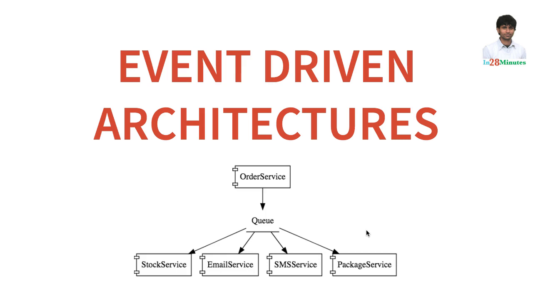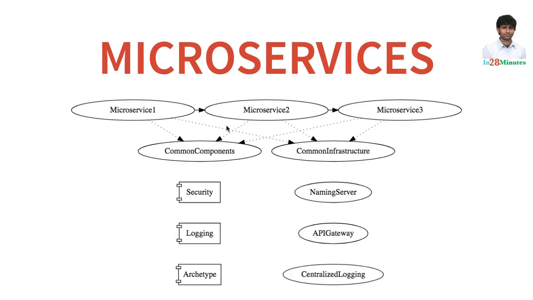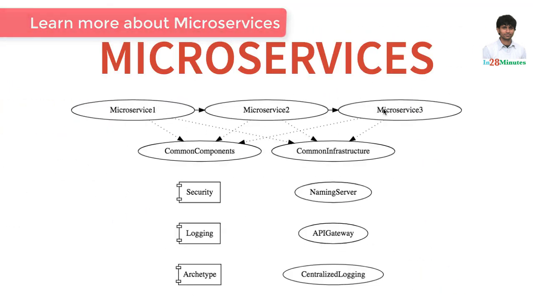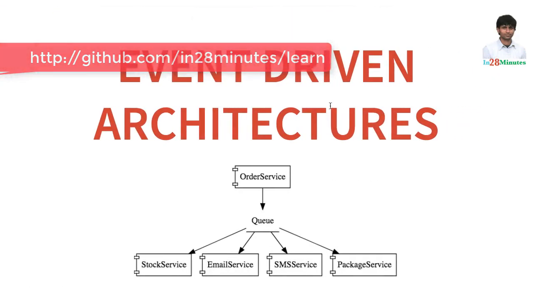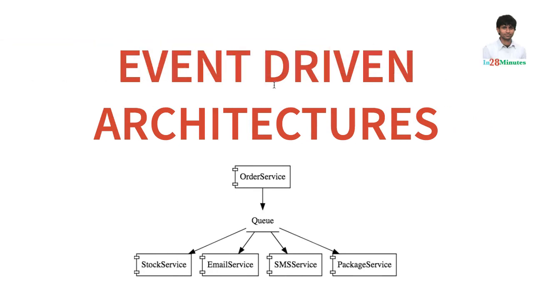In this video, we would be talking about event-driven architectures. Whenever we talk about microservices, we know that they involve a number of microservices talking to each other. You have a number of common components, common infrastructure related components like naming servers, API gateways, centralized logging, and a lot of stuff like that. And whenever you are going for a microservices kind of architecture, event-driven architectures are preferred. You would want to make your processes as event driven as possible. In this video, we'll be talking about what is event-driven architecture and what are the advantages of event-driven architectures.